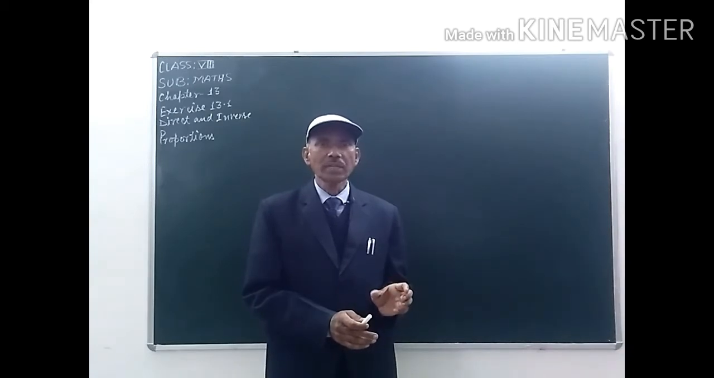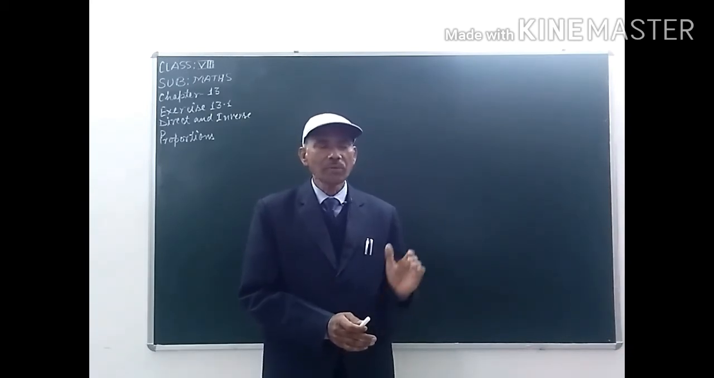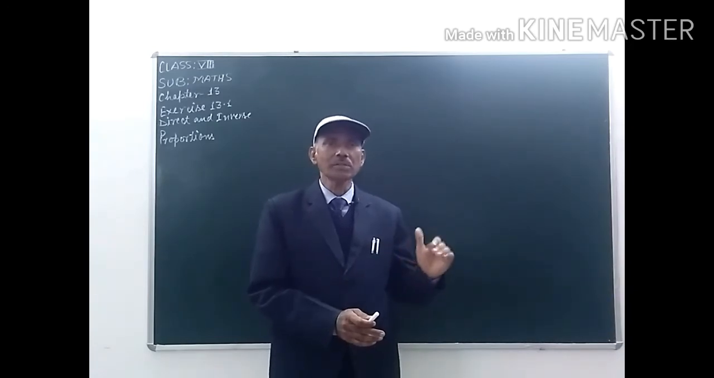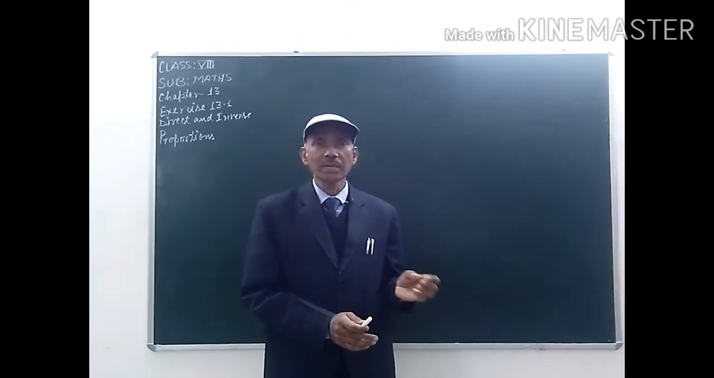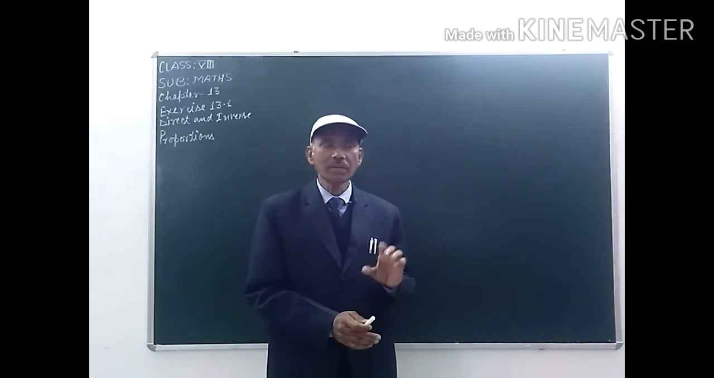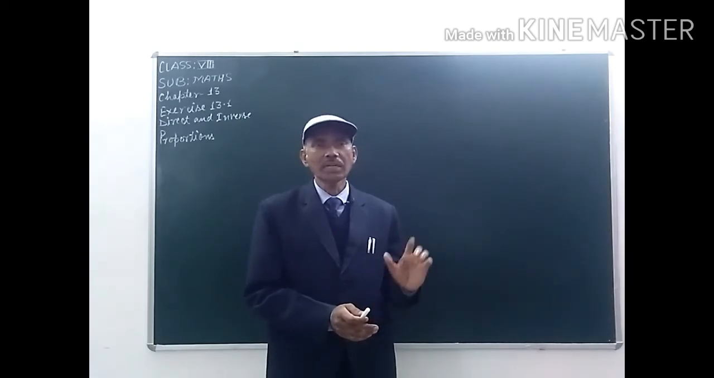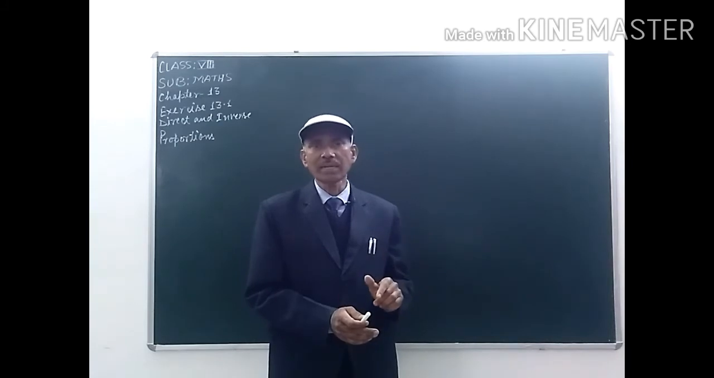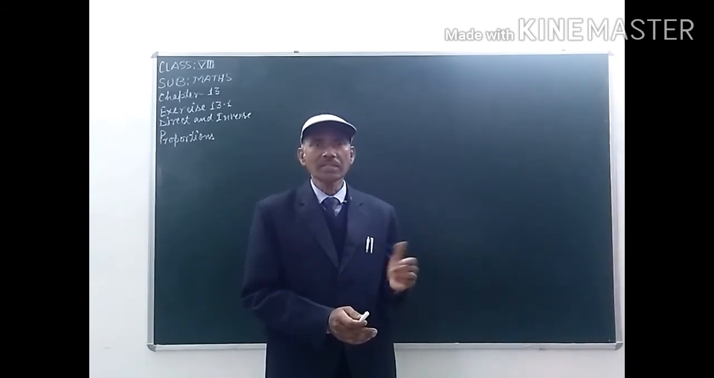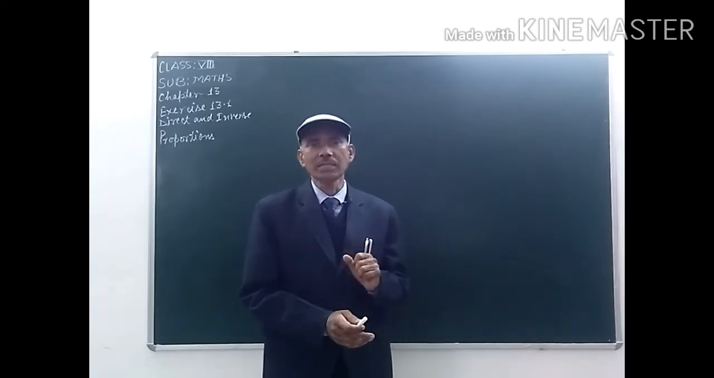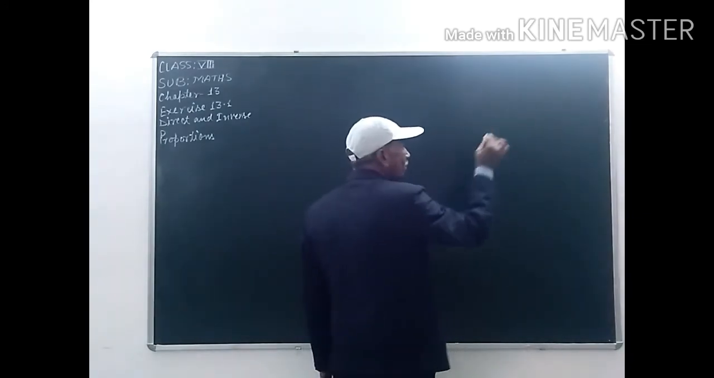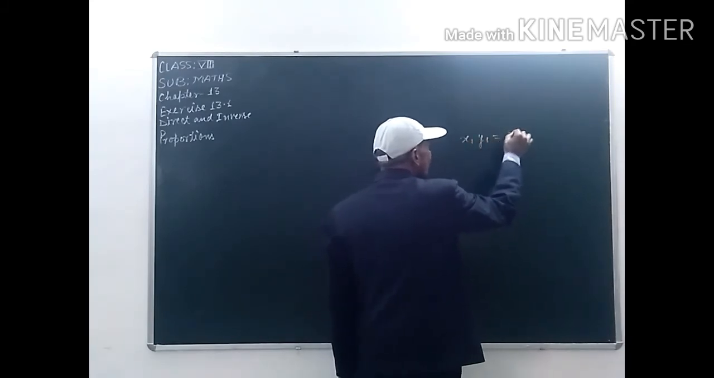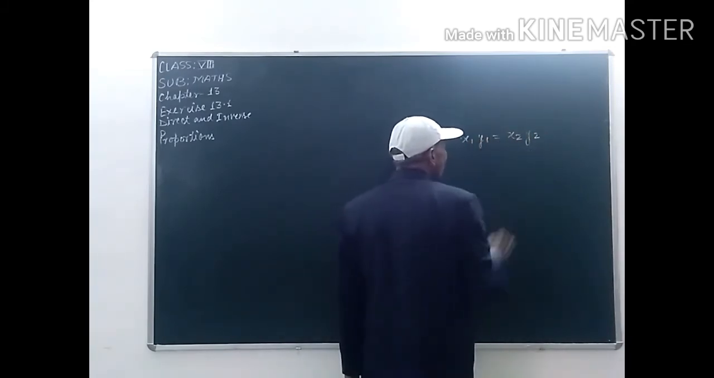In direct proportion, if there are two quantities and one quantity is increasing, then the other quantity will also increase, and if one quantity is decreasing, then the other quantity will also decrease. But in inverse proportion, students, if one quantity is increasing, then the other quantity will decrease, or if one quantity is decreasing, then the other quantity will increase. So the formula for inverse proportion is that their product is constant. It means x1 into y1 is equal to x2 into y2.